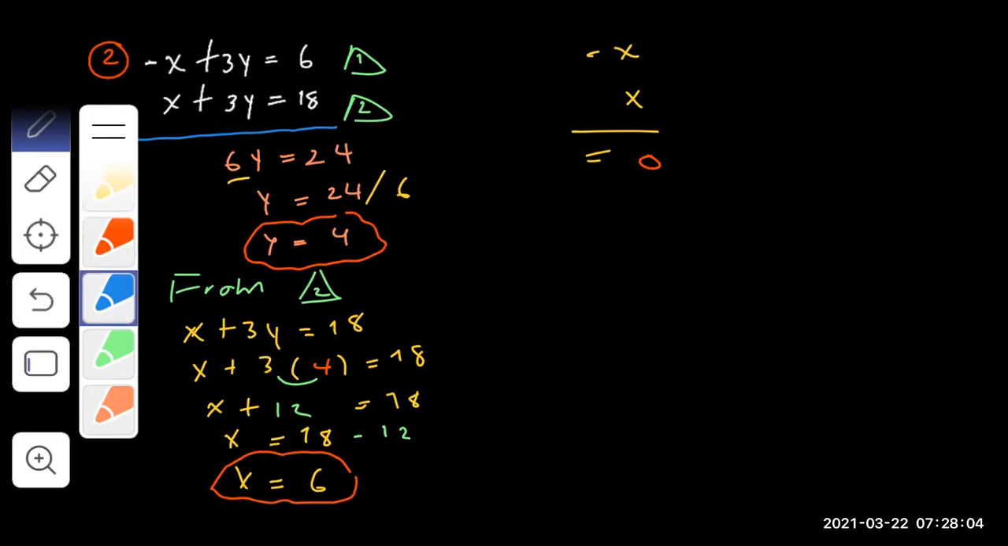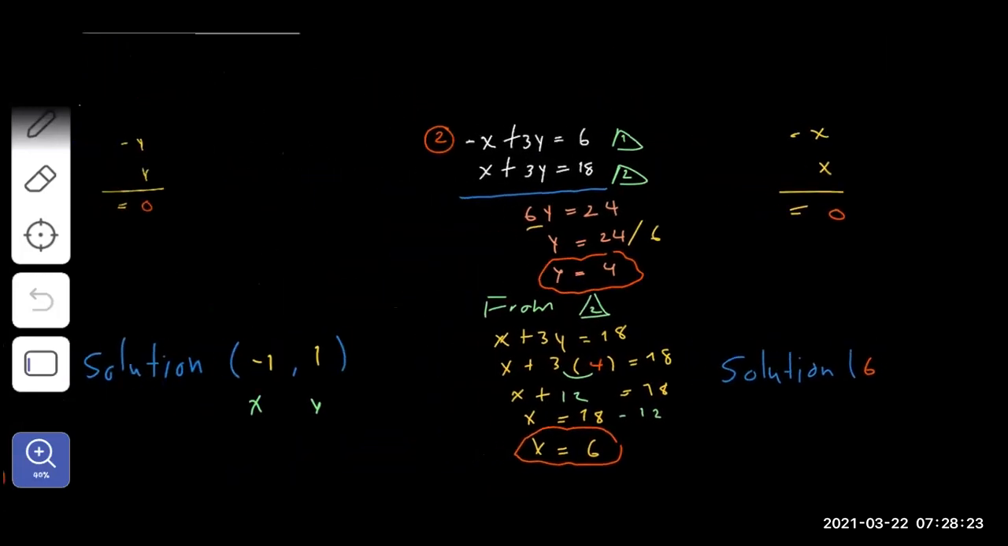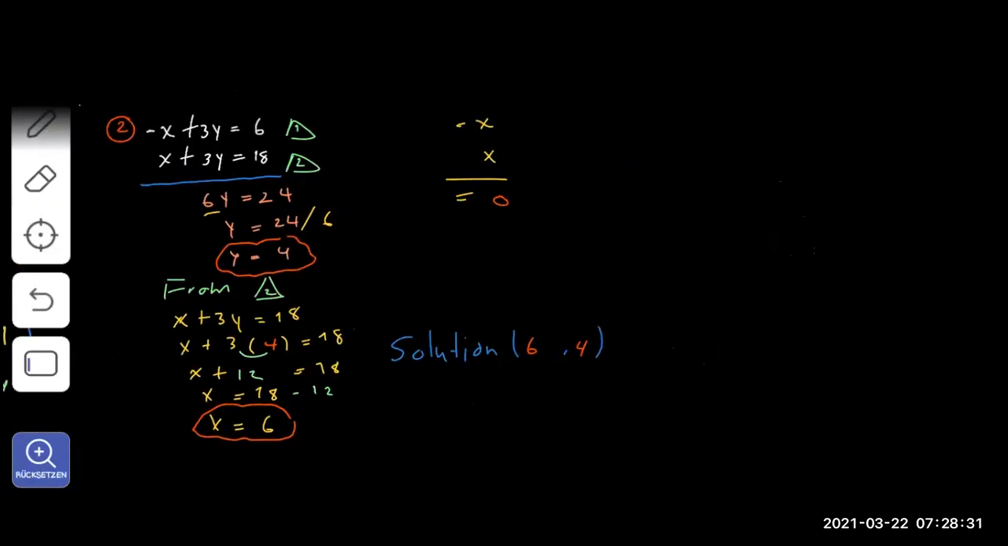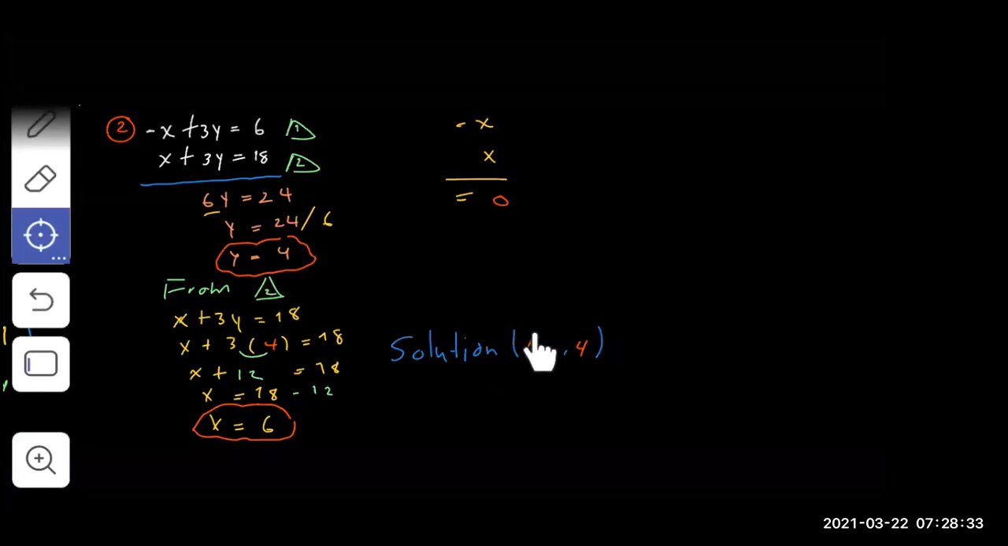That is the answer. If you don't believe me, you can substitute here. The solution will be, what is the value for x first? 6. And what is the value for y? 4. Thank you very much. Okay, no, this is correct, right? This is x, and this is y. Okay, I thought I had made a mistake, but I didn't. x is 6, and y is 4. Just like this.